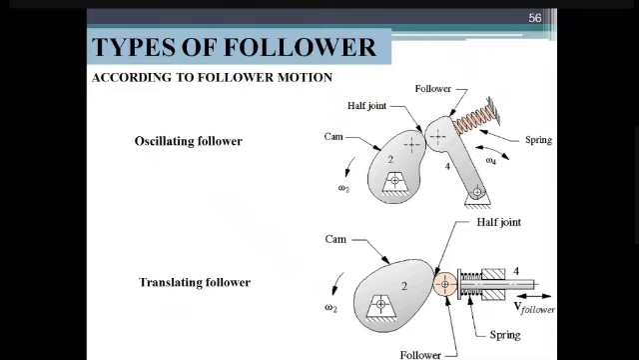So what about the oscillating follower and the translating follower? The oscillating follower we can understand easily from the diagram, and the translating follower is the one whose motion is in the direction of the follower axis, to and fro.